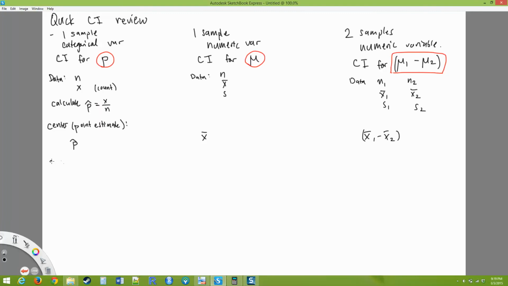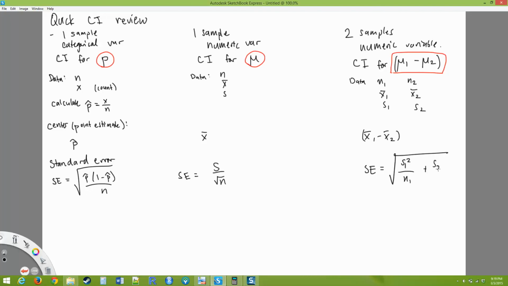Okay. Your standard error. The standard SE for the proportion is the square root of p hat times 1 minus p hat over n. Here, oops, getting ahead of myself, it's s over the square root of n, and here you have a standard error. It's that, okay?